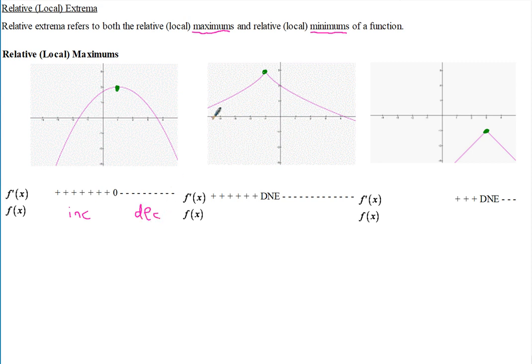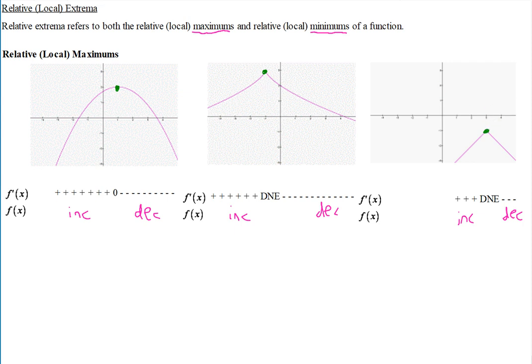Same thing on this one, it's increasing and then decreasing. Slope is positive and then negative, increasing and decreasing. So on this first one, it levels off and the slope is 0, but notice on this next one, we've got a cusp, an abrupt change in the slope, so the first derivative doesn't exist, but it's still a relative or local maximum. And right here, we've got a corner. So the first derivative doesn't exist, but it's still a local maximum.